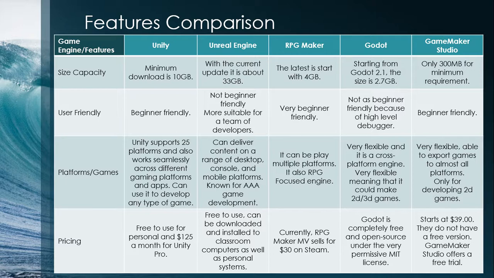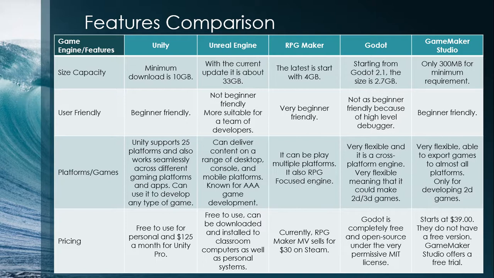For the pricing, Unity is free to use, free to install for personal use only. And if you want to upgrade to Unity Pro, you have to pay $125. Unreal Engine is free to use. You can install it on Epic Games. After you install the Unreal Engine, it can be downloaded and installed on classroom computers as well or a personal system.